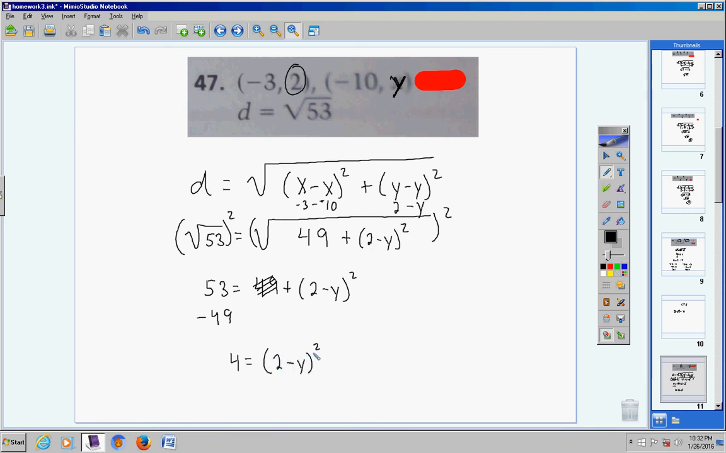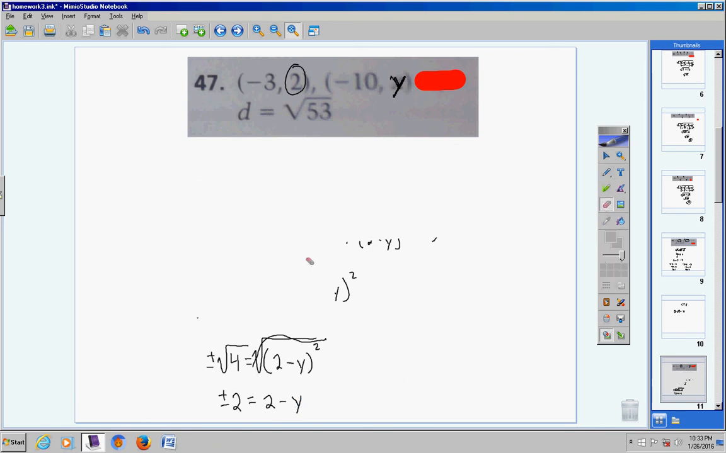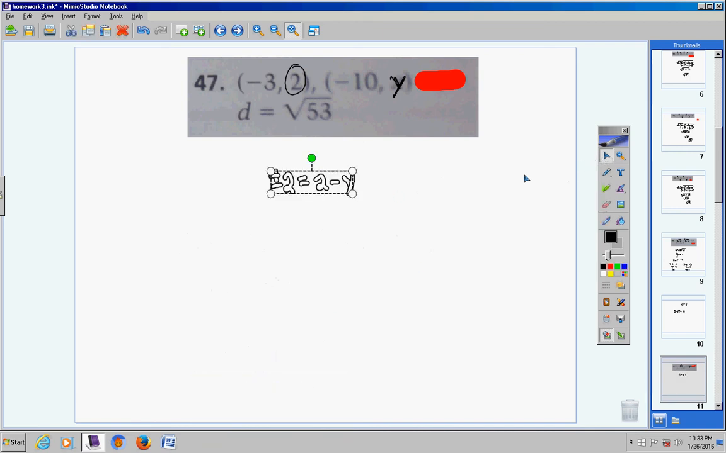Now you know what to do. To get rid of this square, we're going to take the square root of this side. But if you take the square root of one side, you must take the square root of the other side. Okay? So, the square root of 4 is 2, so we have plus or minus 2. And here, the square root and the square kind of cancel out, leaving you with 2 minus y. Okay? Now, let's get us some more space here. I've got two scenarios. I have an equation that has a positive 2, and I have an equation with a negative 2.